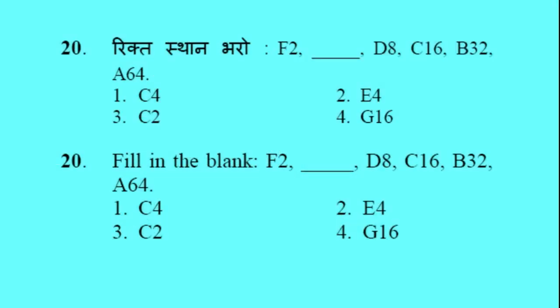The last problem of this episode, problem number 20. Fill in the blank. There is a given series of some code: F2, then blank, D8, C16, D32, A64. There are 4 given options. We will have to choose the correct code for the blank. Option 1, C4, option 2, E4, option 3, C2, option 4, G16.